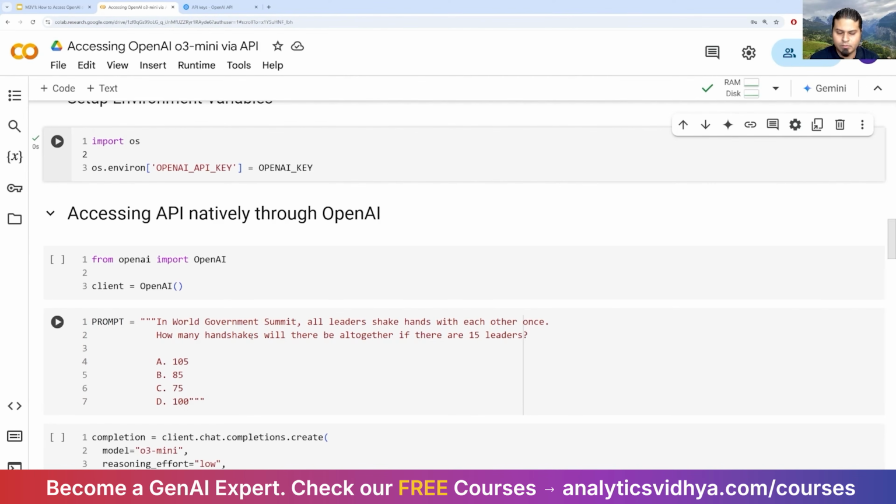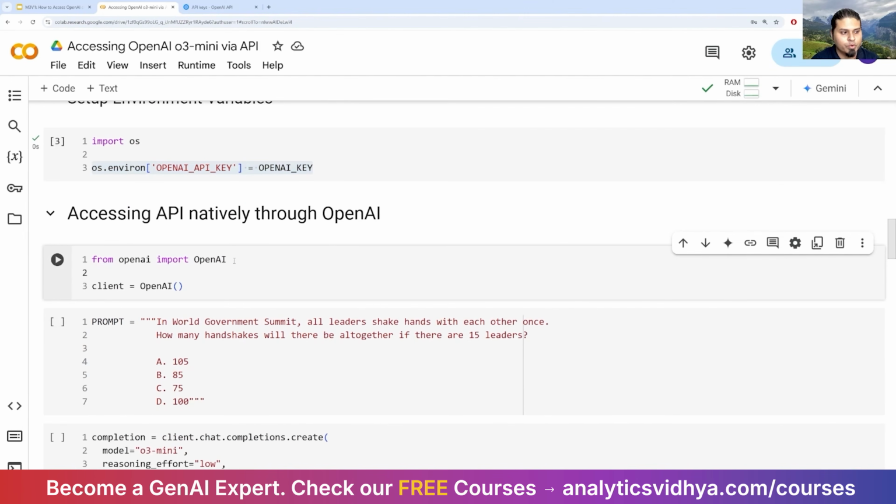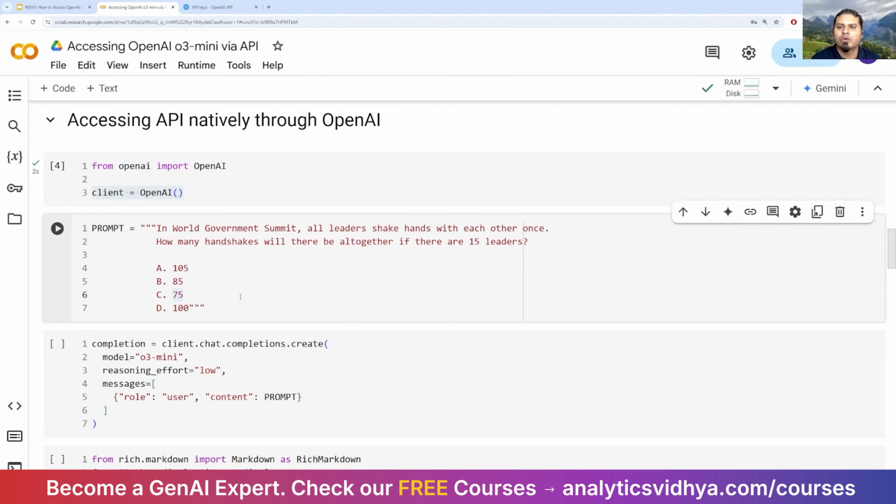So to connect with the model, first you need to initialize the OpenAI client. Now our key is already put in the system environment. So all we need to do is say from OpenAI, import OpenAI and create an OpenAI client. Now we will use this to connect with models. Now we have a prompt just like we typed in ChatGPT earlier. We have now put it in some text here, which is: in the World Government Summit, leaders shake hands with each other once. How many handshakes will be there together if there are 15 leaders, and 4 options. So this is put as a string prompt.